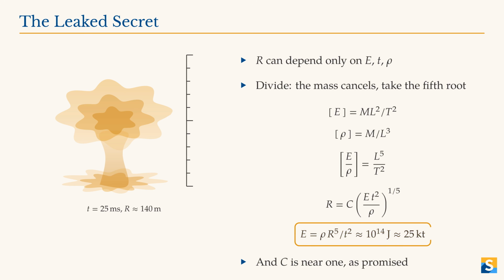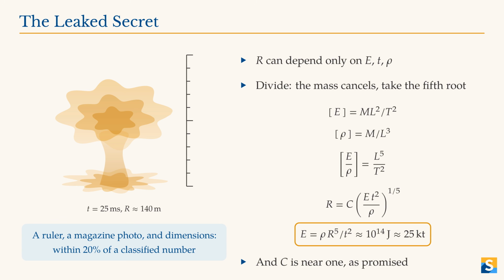Solve for E and put in the numbers. Air density about 1.2. Radius to the 5th power times ρ over time squared. Out comes 10 to the 14 joules, about 25 kilotons of TNT. The classified answer was around 20. Taylor got within 20% of a state secret using a ruler and freshman physics.